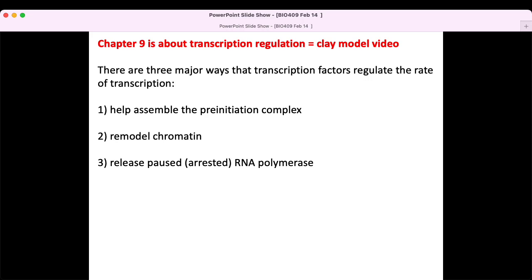It's like those 3 ways that transcription will regulate.